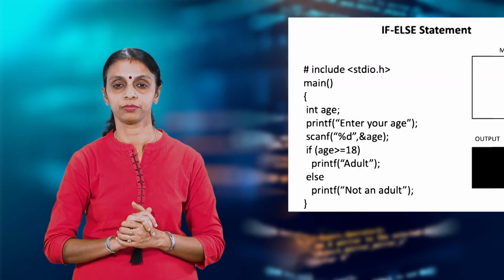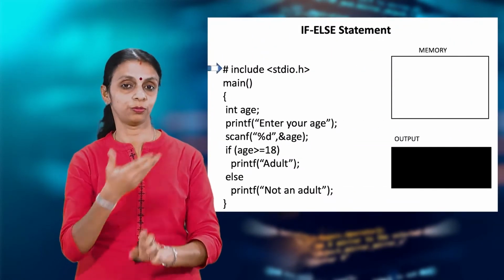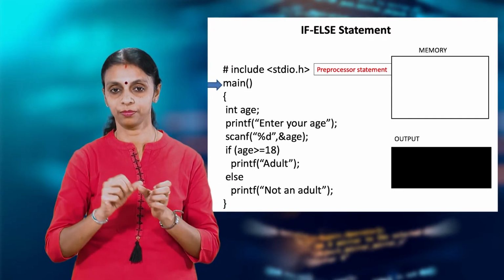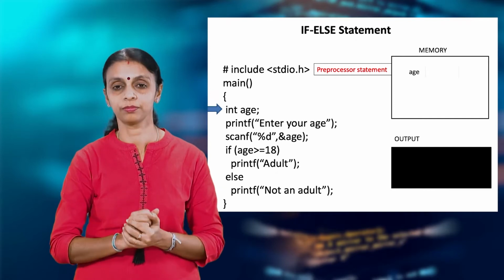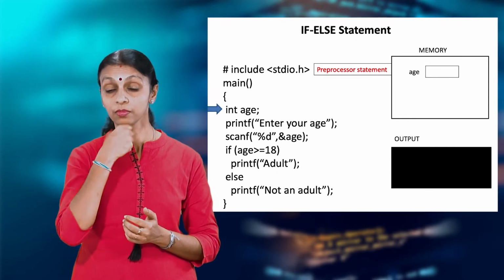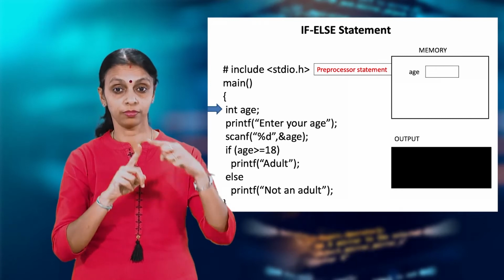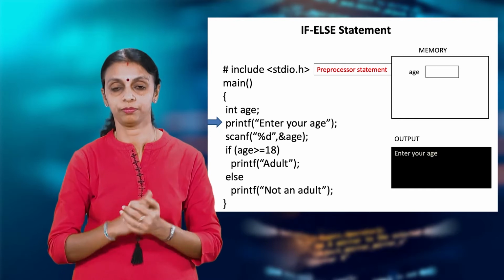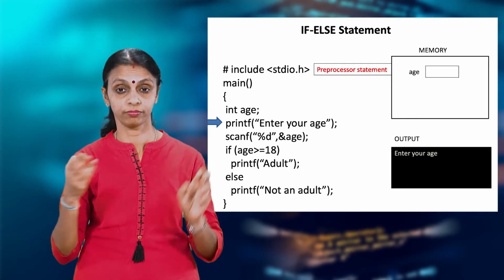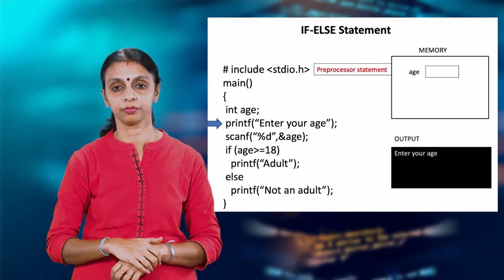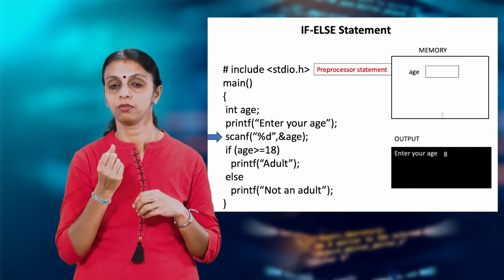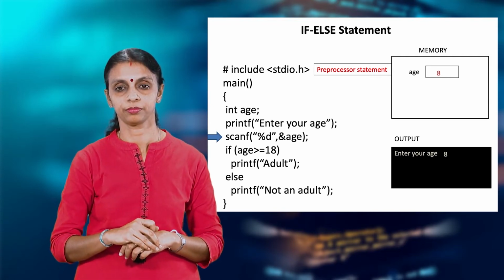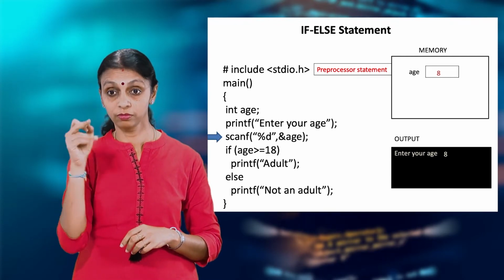Now let us write a program for this. Preprocessor statement, main function where program starts. Age is a variable of integer type. Printing the message on screen, enter your age. Accepting an input from user, let us say 8. It gets stored in variable age.